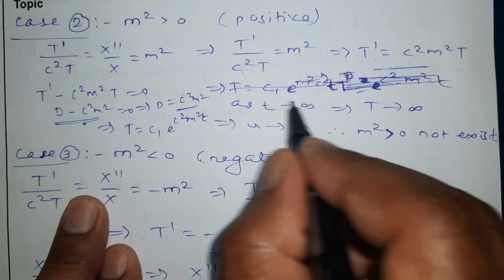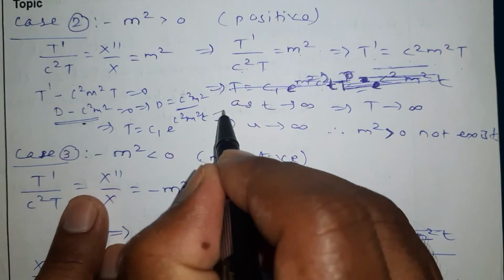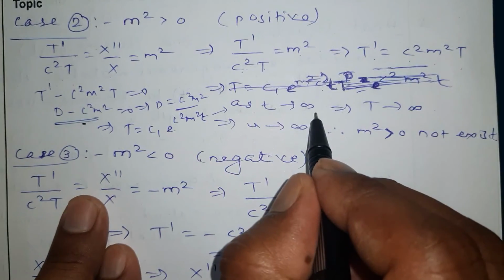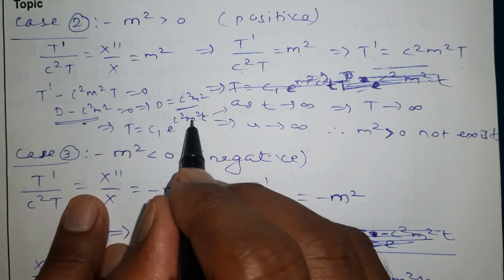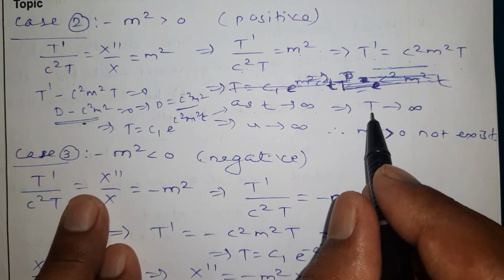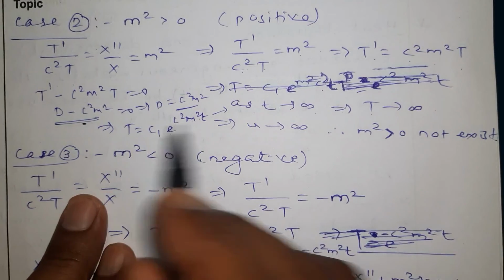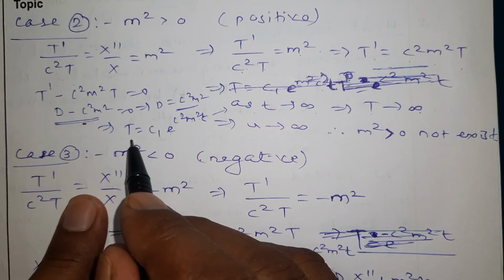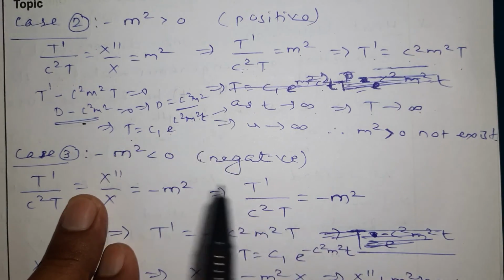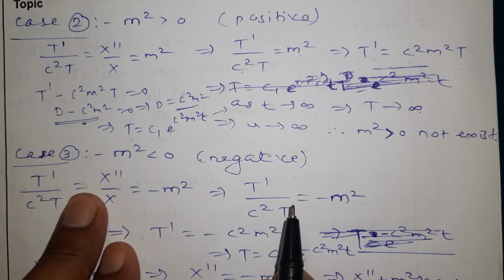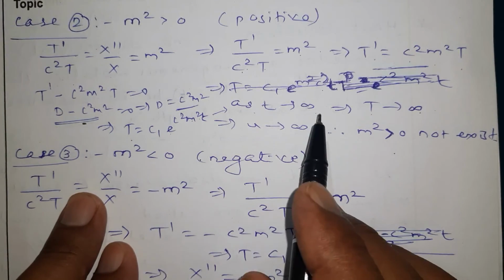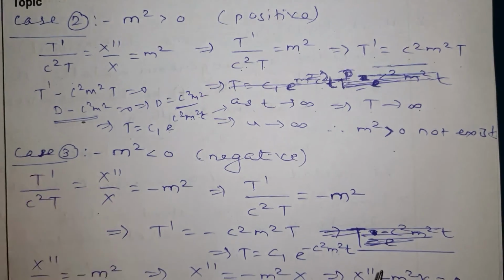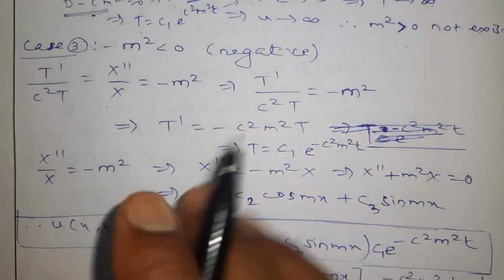Now what happens? See carefully. As t tends to infinity, e raised to infinity becomes infinity, which means my function T goes to infinity. As t goes to infinity, my u also goes to infinity, because u is equal to XT. So m square greater than 0 does not exist because it goes to infinity. So the only remaining case is now m square less than 0.